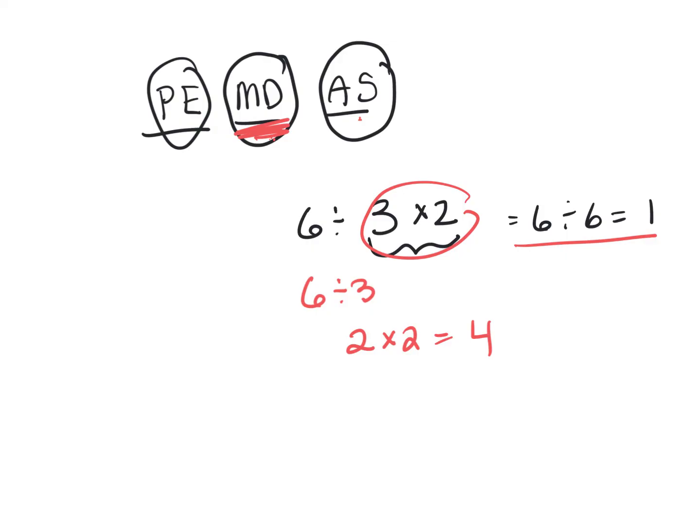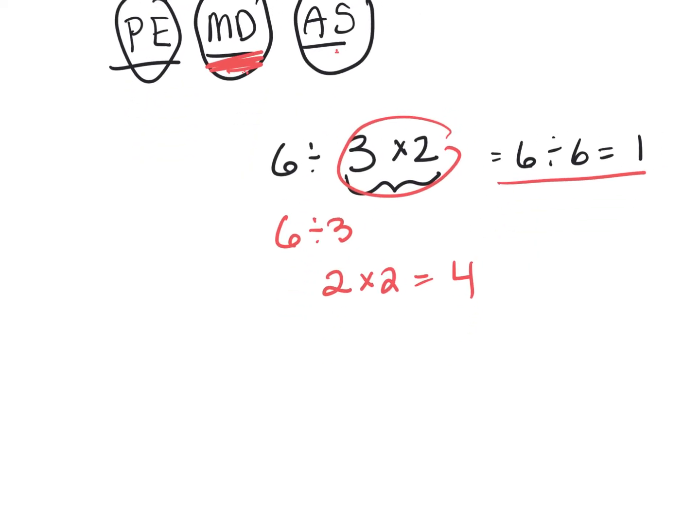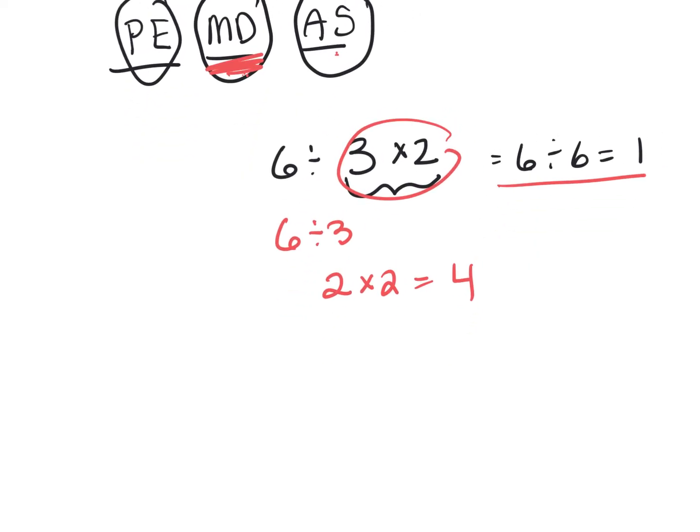If you're using a calculator, make very, very sure that you are using as many parentheses as possible to get it right. So on the calculator, this should be typed in as 6 divided by 3 times 2.